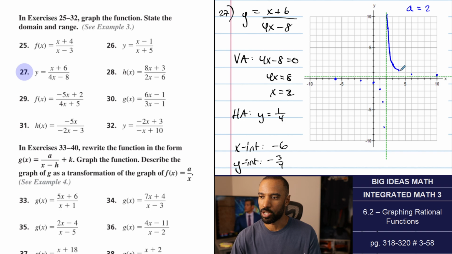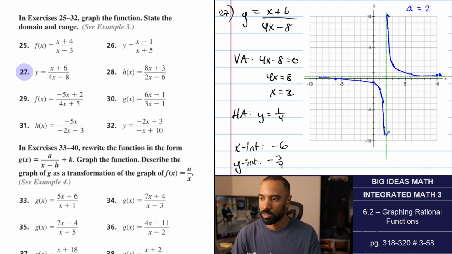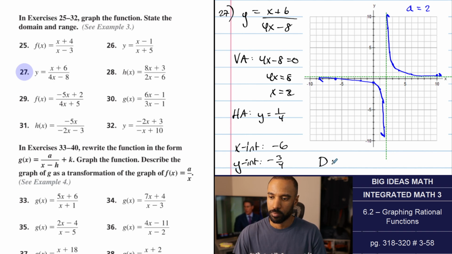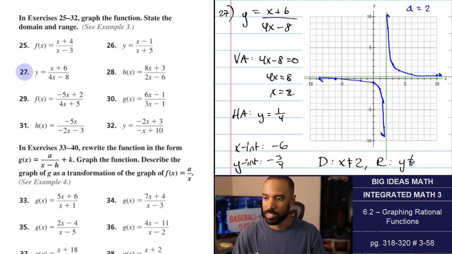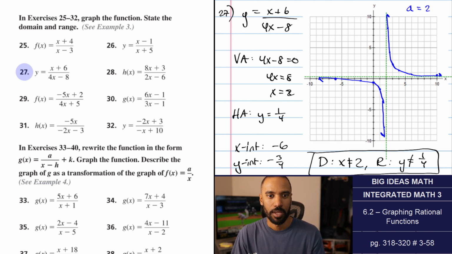Let's still do domain and range after. I don't want to forget it. Okay, we got that one. We got that one. All right. Crazy graph. Okay. Domain. X can't equal 2. Range. Y can't equal 1/4. All right. No matter what we did for that graph, it would be crazy. Number 28.